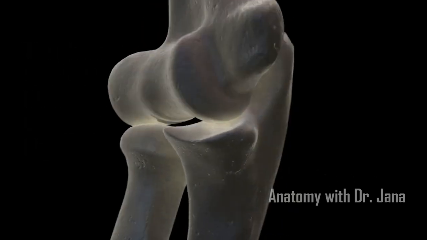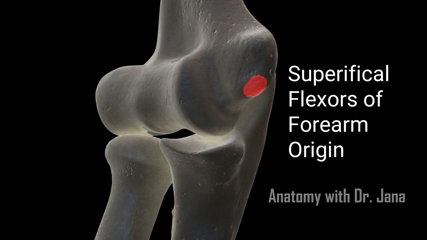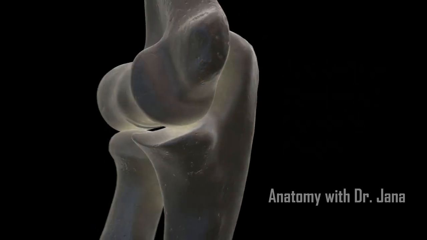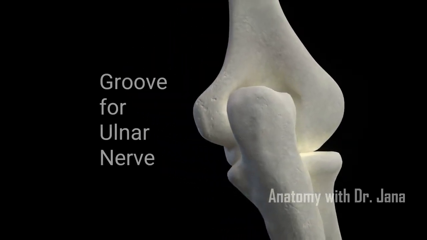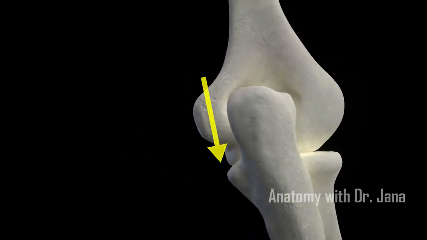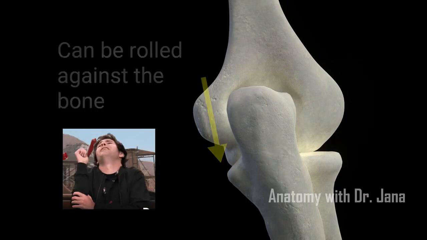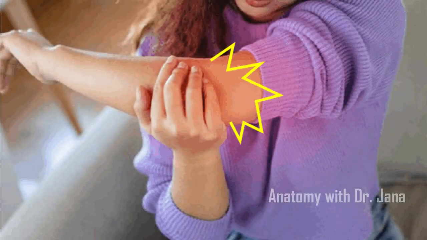The anteroinferior surface of the medial epicondyle gives origin to the superficial group of flexors of the forearm. The posterior surface of the medial epicondyle has a groove for the ulnar nerve. Here, the ulnar nerve can be rolled against the bone, producing a characteristic tingling sensation.